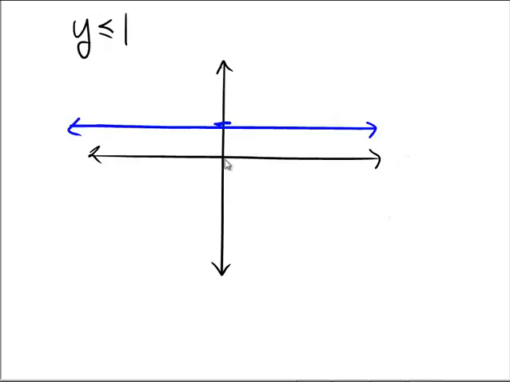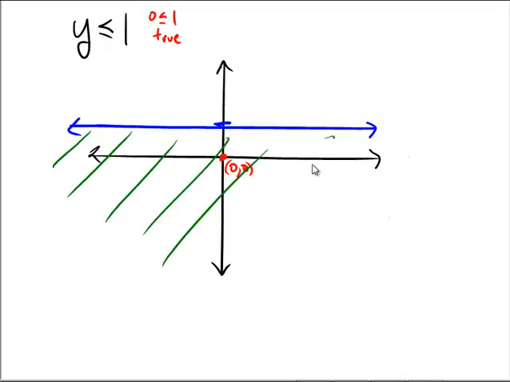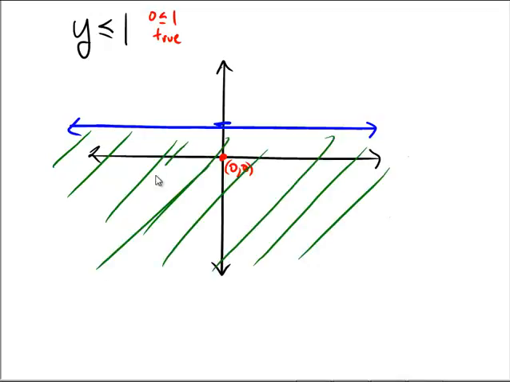Next, test the point located at the origin, 0, 0. The y-coordinate is 0, so consider 0 less than or equal to 1. Is that true or false? Well, 0 is certainly less than or equal to 1, so this is a true point, so therefore we want to shade the side where 0, 0 is. So in this case we shade below the blue line, and that's the final answer to this inequality.